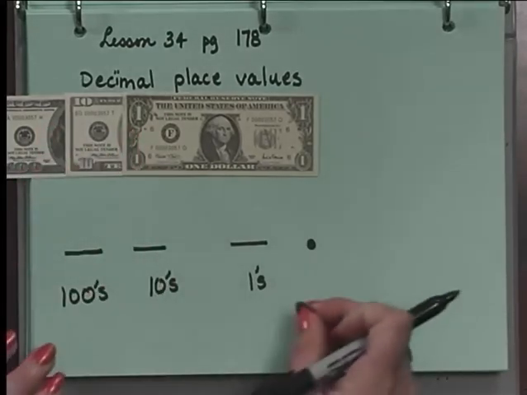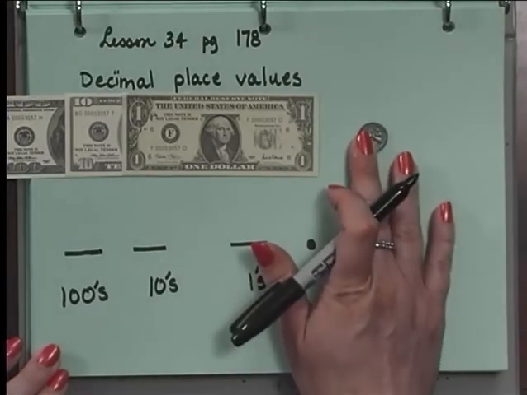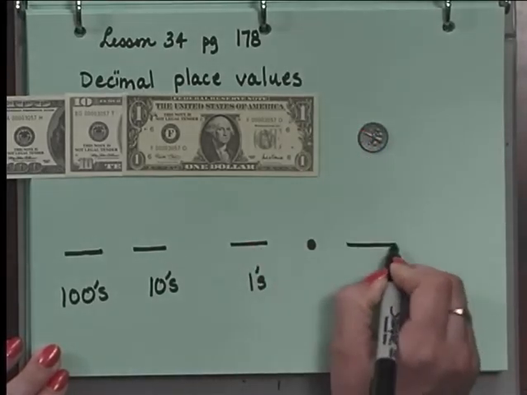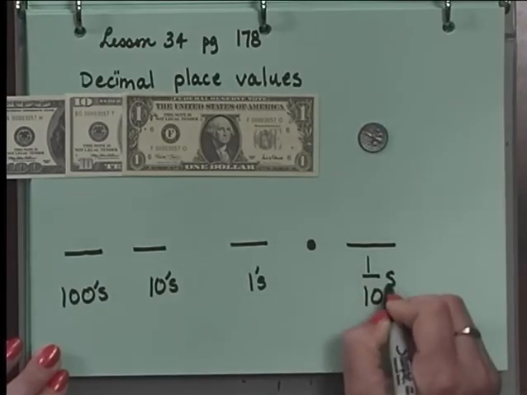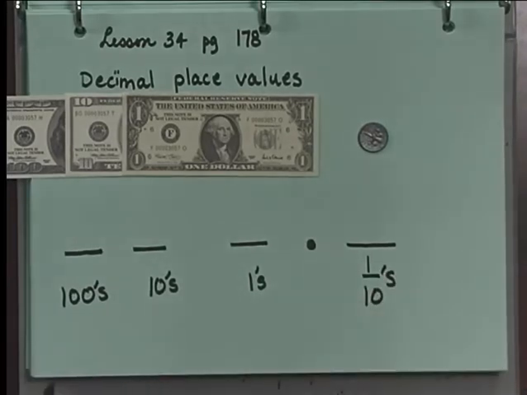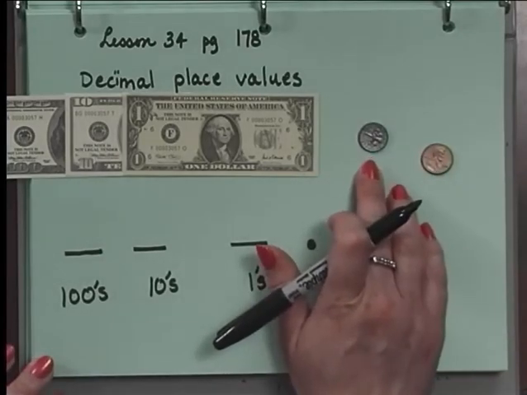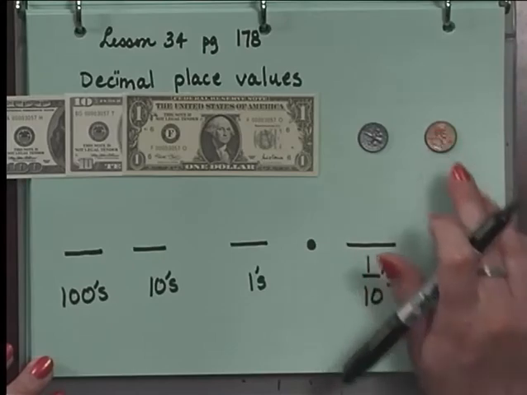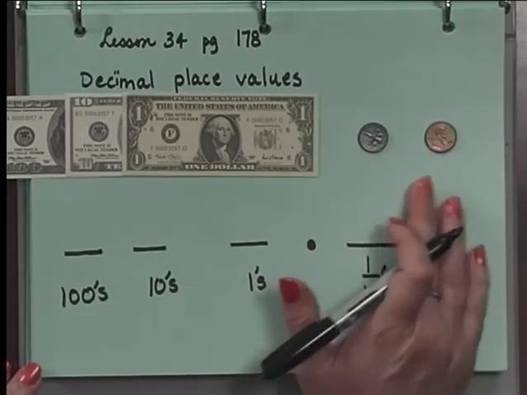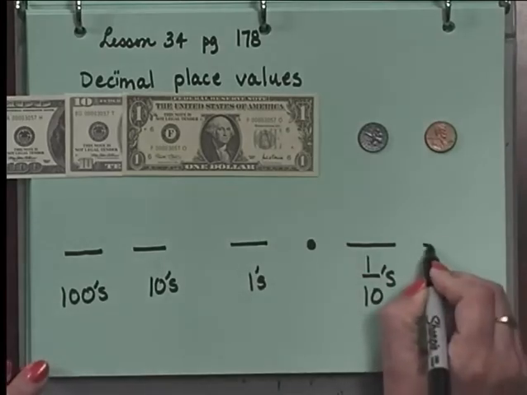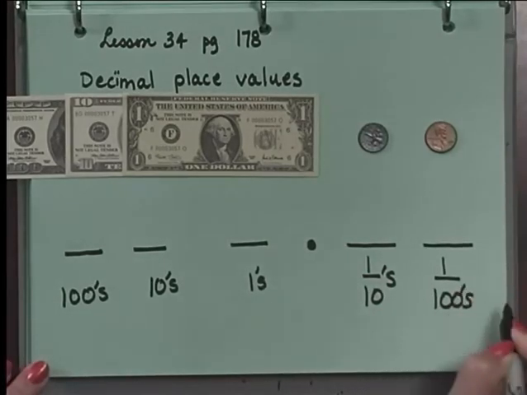Remember that in order to have a dollar, we have to have 10 dimes. So we say that a dime is 1/10 of a dollar, and we call this the 1/10 place. And then, in order to have a dime, I must have 10 pennies. And so a penny is 1/10 of a dime, but it's 1/100th of a dollar. So then our next place value is the 1/100th place.